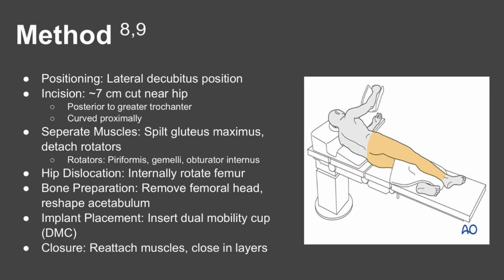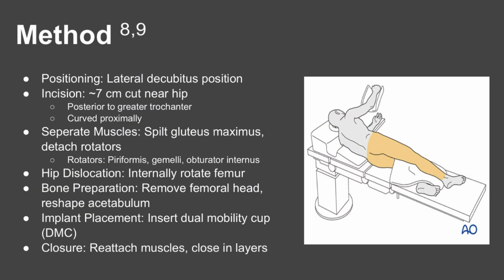And this location will just allow the direct access to the femoral head and the acetabulum. Compared to the traditional approach, the incision is relatively small, helping to reduce soft tissue damage and improve the rate of recovery. Then you will go into the muscle separation. After the incision is made, the glute max muscle will be split to expose the underlying structures.